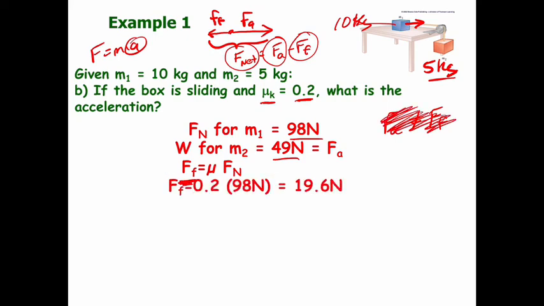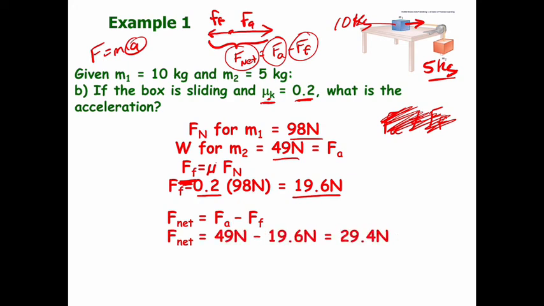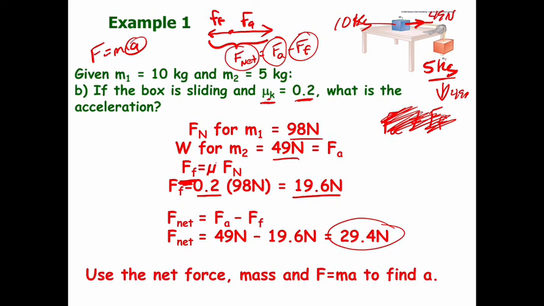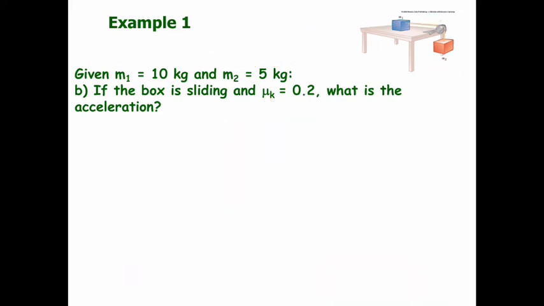So we substitute in. Friction force equals 0.2, my coefficient of friction, times 98 newtons. That gives me a friction force of 19.6 newtons. So net force is applied force minus friction force. The applied force is still 49. That's how much this is pushing down, 49 newtons, which means that's how much it's pulling across here, 49 newtons. Minus the friction force gives me a net force of 29.4 newtons. We'll just take that 29.4, substitute it into this formula, and we're done. We found the acceleration. So on to the next slide here.